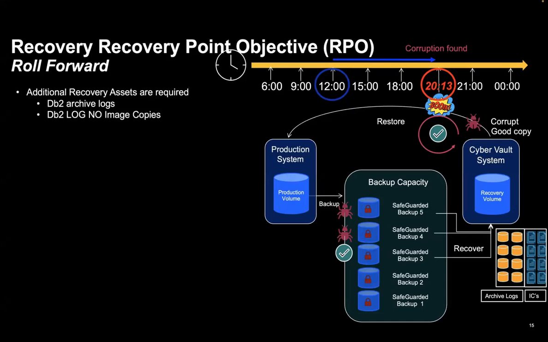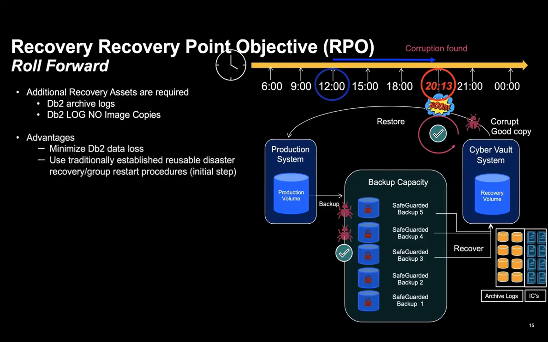if we supplement archive logs and image copies to a safeguarded copy. What I mean by supplement is, if the safeguarded copy is taken every 3 hours, but then I have another process that is taking archive logs and log no image copies and sending them offsite every 15 minutes or every 20 minutes, you could have the ability to lay down a safeguarded copy, add the archive logs back to DB2, and do a recover roll forward.